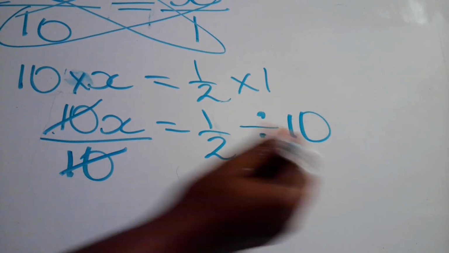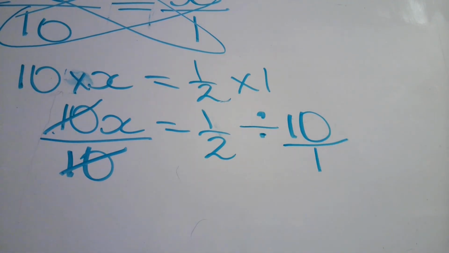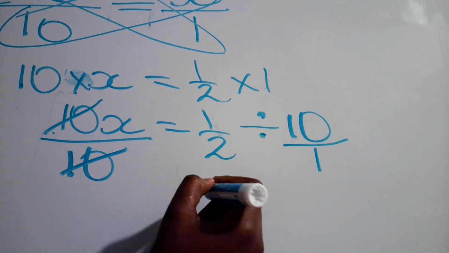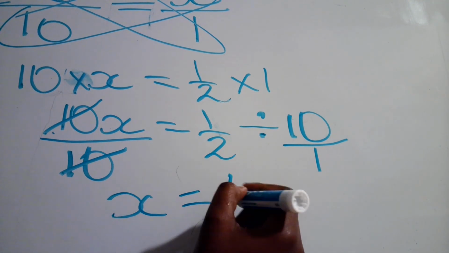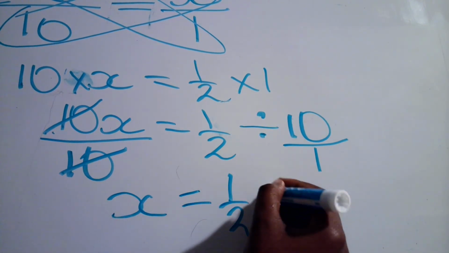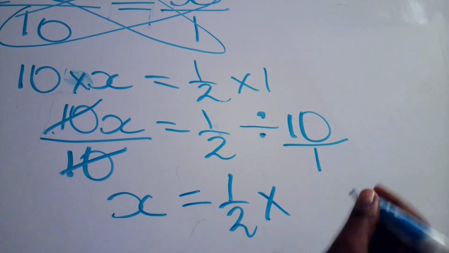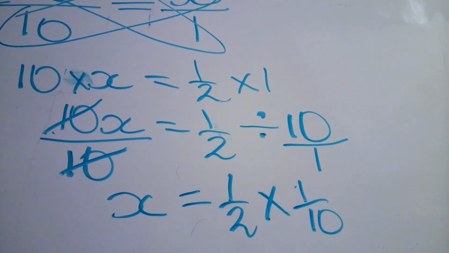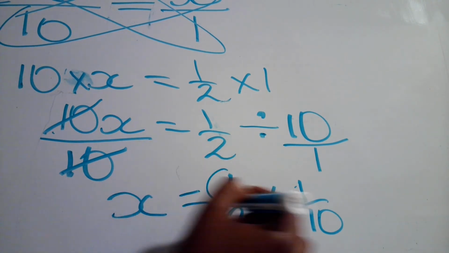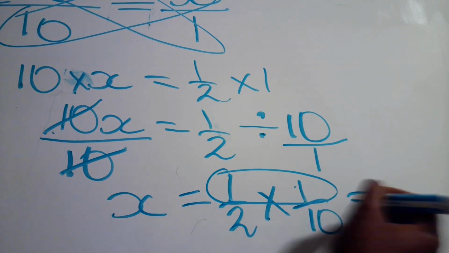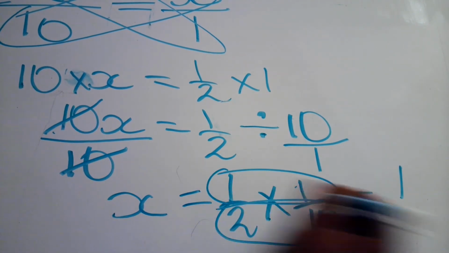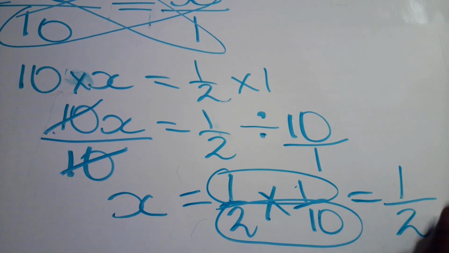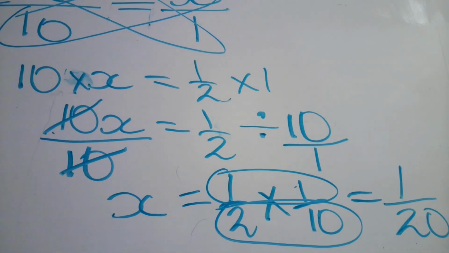On this side, we are dividing. We can change the whole number to a fraction. When you're dividing a fraction, you keep the fraction before the division sign, change the division sign to multiplication, and flip the fraction that follows the sign. Multiplying fractions, we multiply numerator with numerator. 1 times 1 is 1. 2 times 10, sorry, will give us 20. So 1/20.